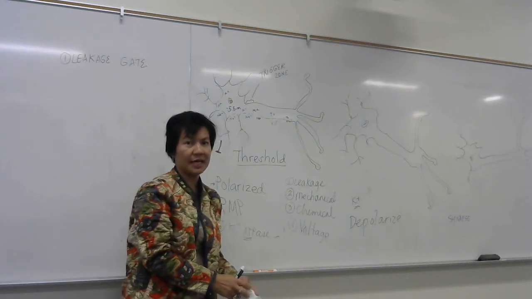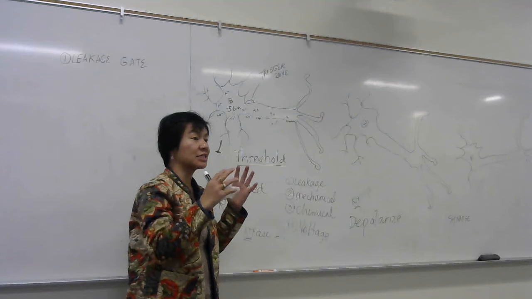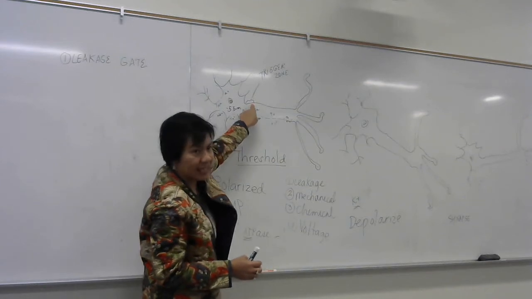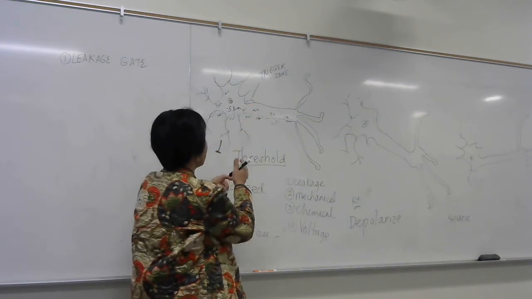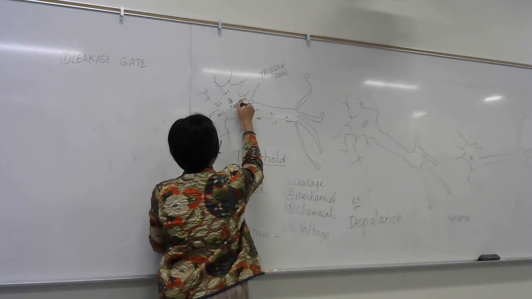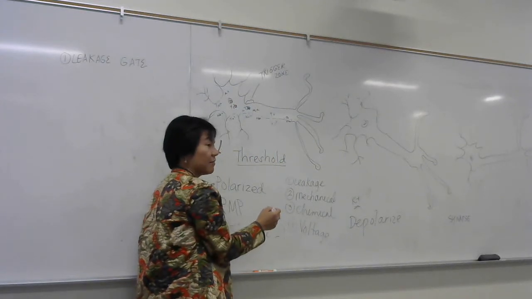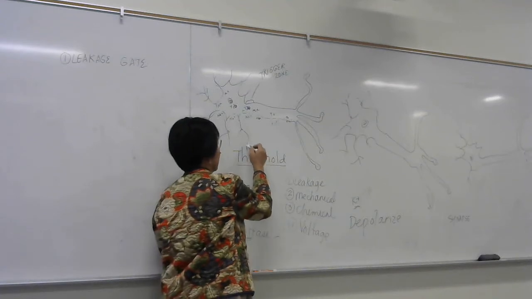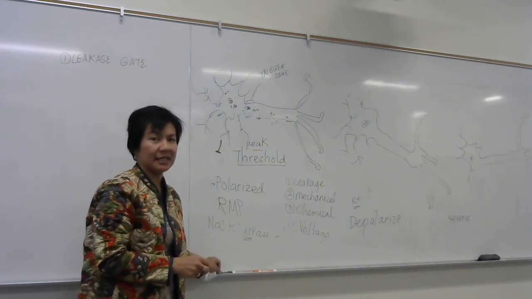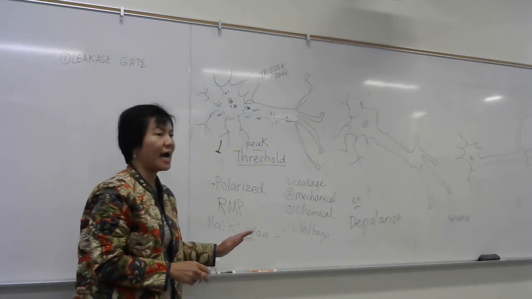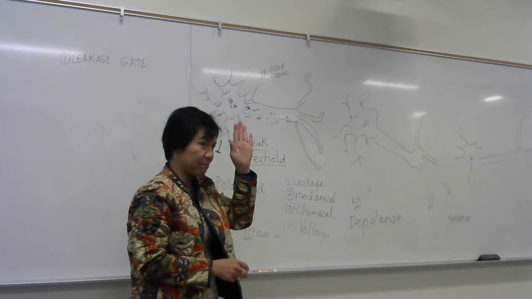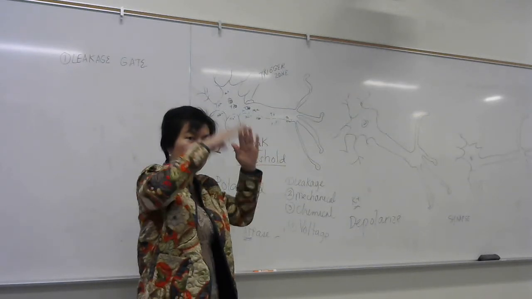You understand? Okay. The sodium and potassium gates will stay open and lots of sodium will go inside until the charge inside changes to positive 30. Positive 30 millivolts is referred to as the peak of the action potential, meaning that will be the signal. When enough sodium ions enter the cell so that the charge reaches positive 30, that's the peak, and that's the signal for the sodium and potassium gates to close.